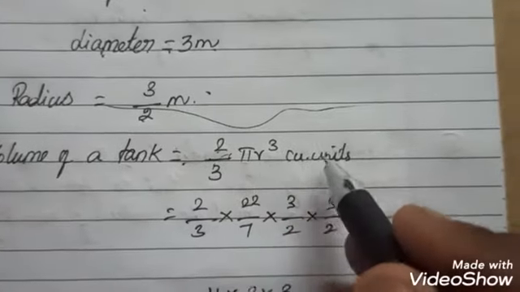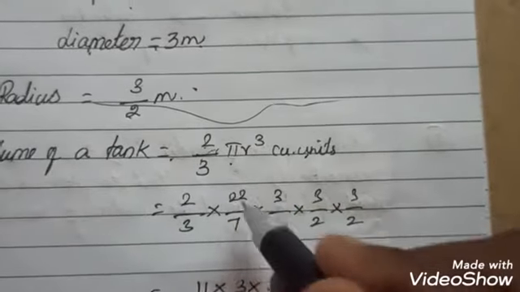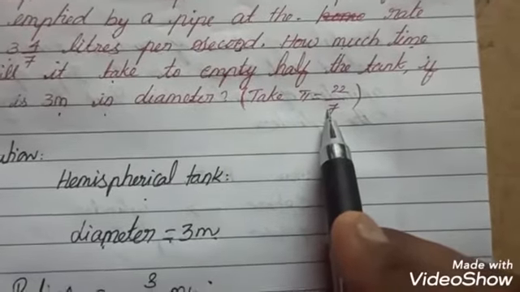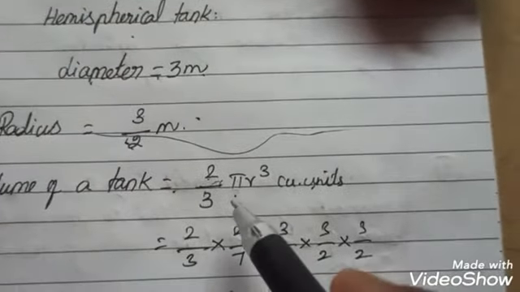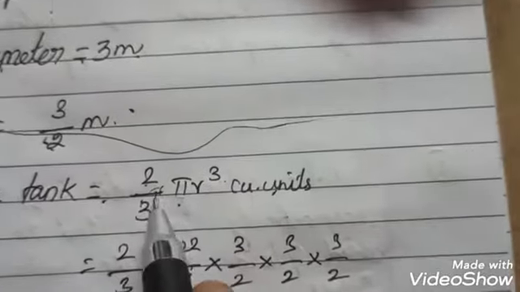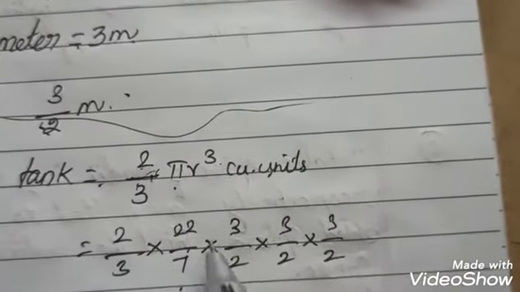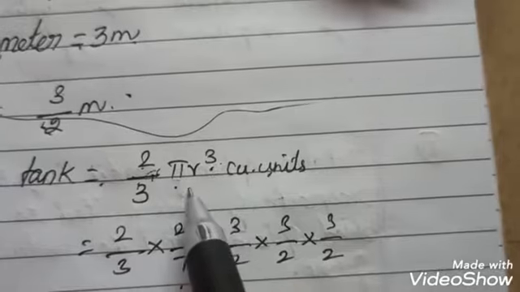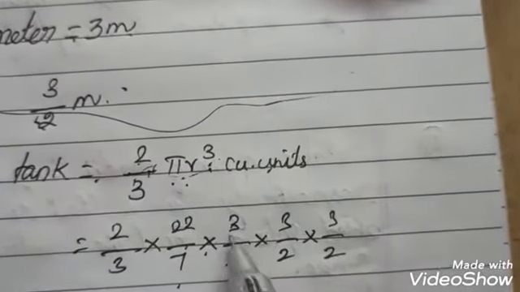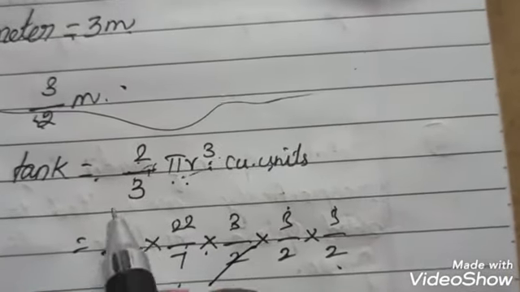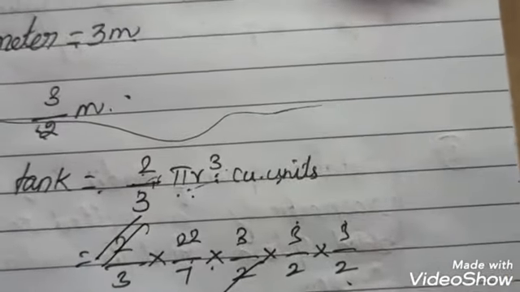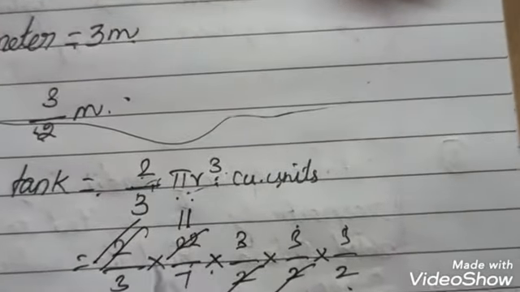So 2 by 3 pi r cube, where the value of pi is 22 by 7, already given in the question. We substitute pi as 22 by 7 and radius as 3 by 2 meter. So just substitute 2 by 3 into 22 by 7 into r cube, which means you multiply the radius 3 times: 3 by 2 into 3 by 2 into 3 by 2. So normal cancellation: 2 will get cancelled, and another 2, 1 2 is 2, 11 2s are 22, and 3.